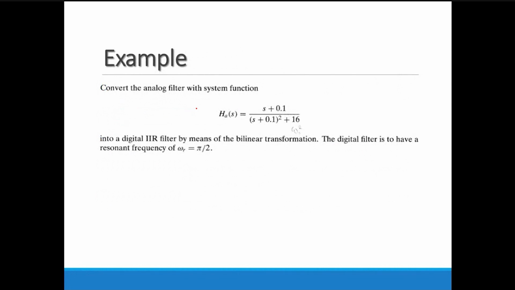Convert the analog filter with system function H(s) equal to (s plus 0.1) divided by ((s plus 0.1) square plus 16) into a digital IIR filter by means of bilinear transformation. The digital filter is to have resonant frequency omega r equal to pi by 2.